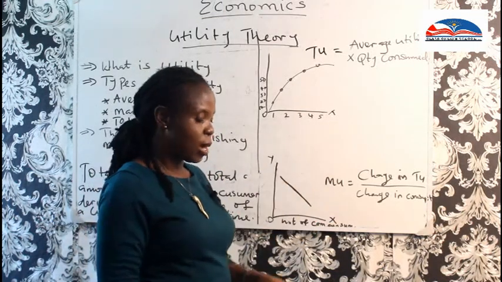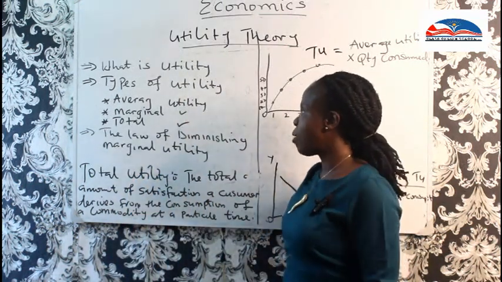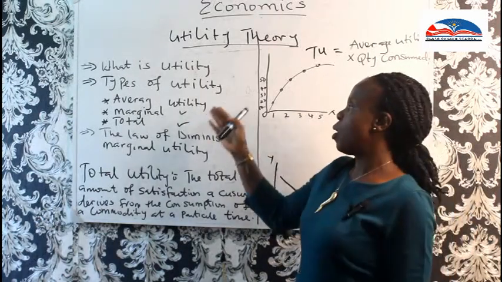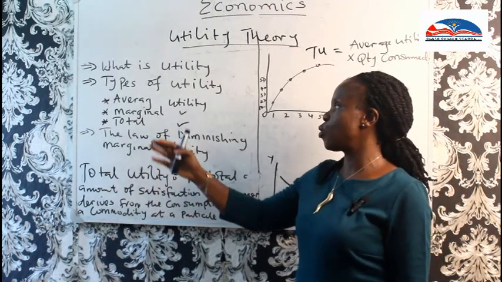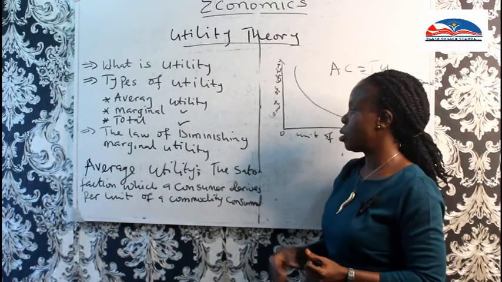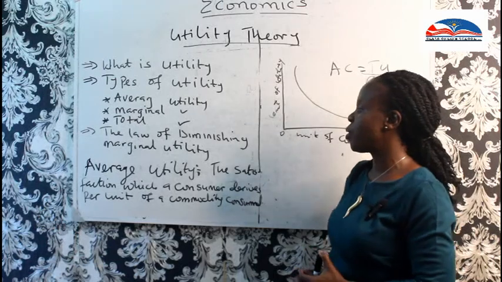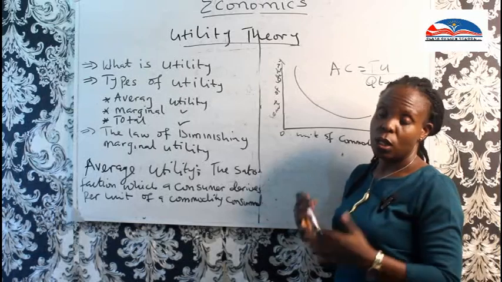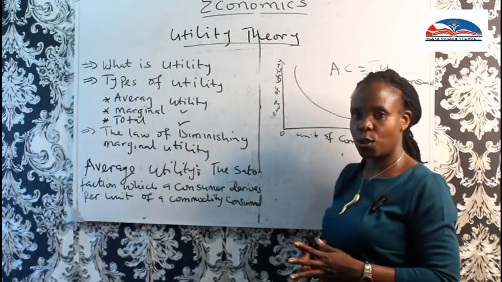Now we are going to look at the third one, which is average utility. What is average utility? Remember, we are looking at the objective, types of utility. We've taken marginal utility, we've taken total utility. The next one is average utility. Average utility is the satisfaction which a consumer derives per unit of a commodity consumed. The satisfaction he derives per unit of a product he consumes.